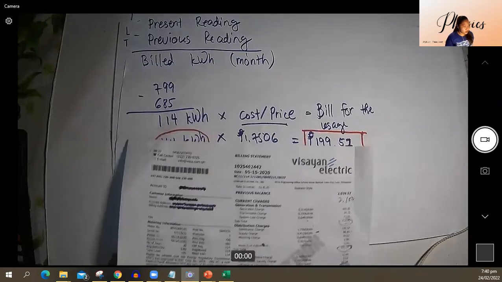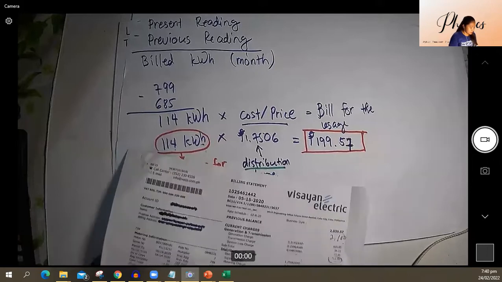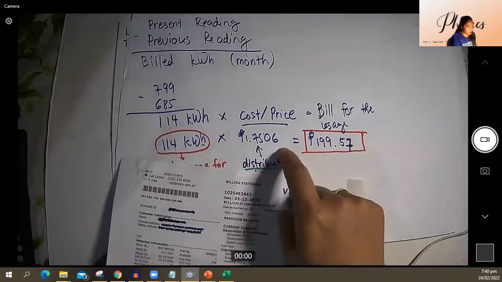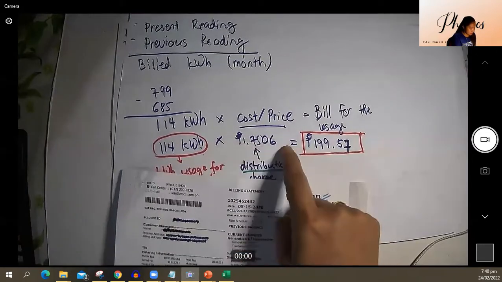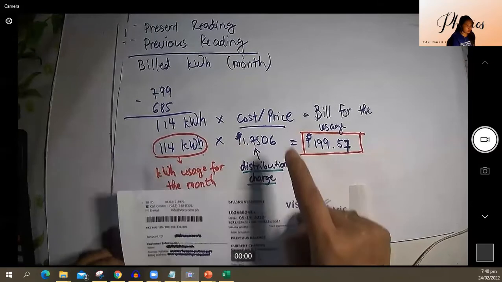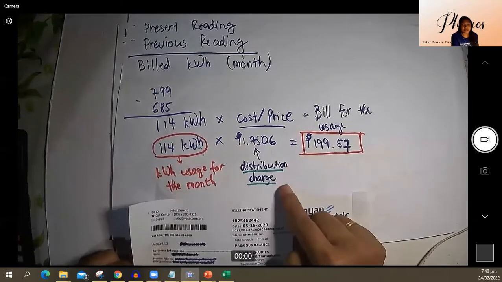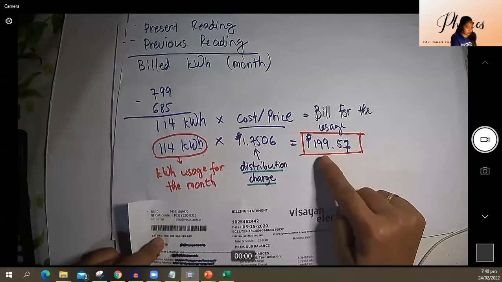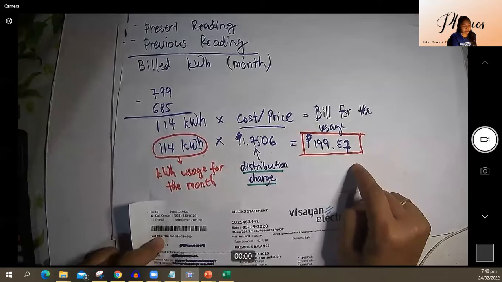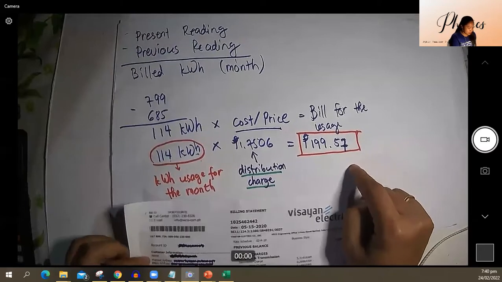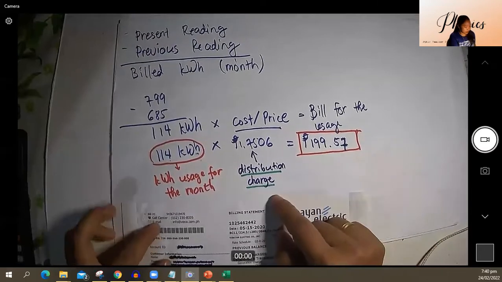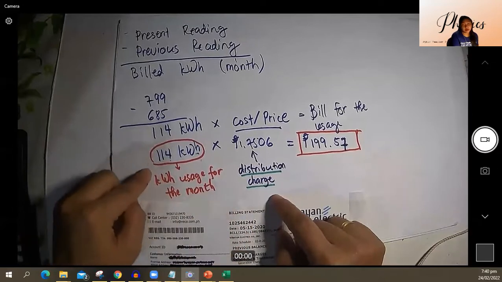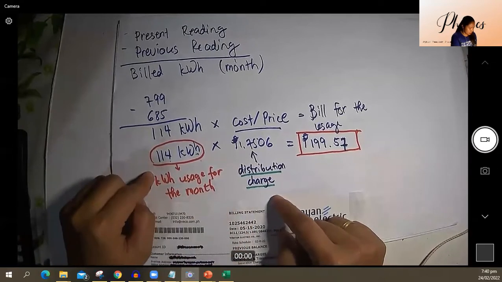We were also able to use the price. So we multiply it with the price per kilowatt hour using the information we have from the distribution charge, and we were able to get 199.57 pesos as the bill for the distribution charge when we have 114 kilowatt hour usage.